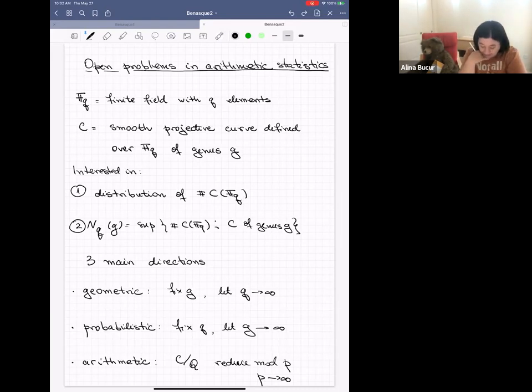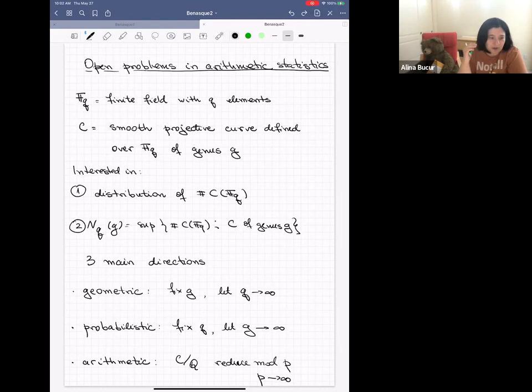And the other thing that we are very interested in, which is really the subject of a large part of Sarah's book, is the supremum of the number of points taken by the curves of genus G, which we call NQ of G. And I'm going to organize today's talk very much like the way I organized the talk on Tuesday.